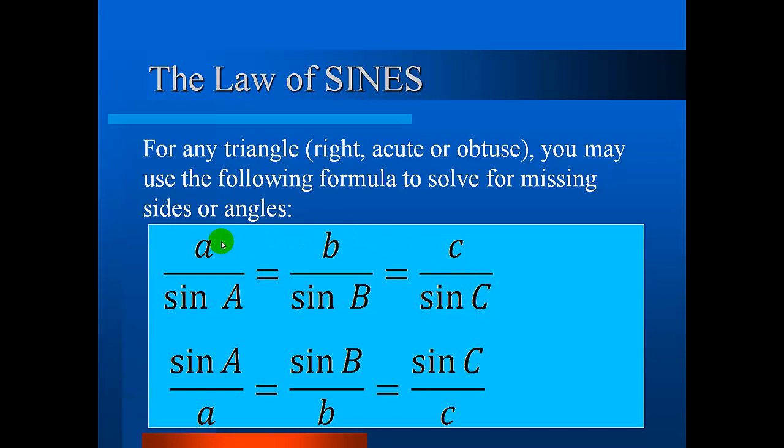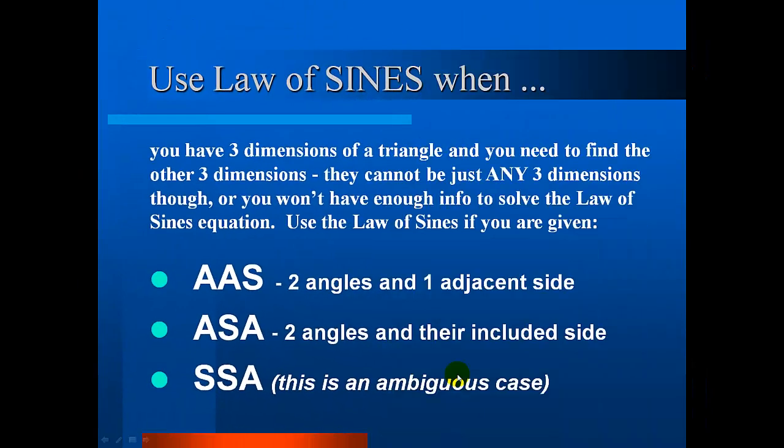Generally, if you're solving for an unknown side length, you're going to put the lengths on top. If you're going to solve for an unknown angle, you're going to put the sines on top. Now, you're going to use the law of sines in situations where you have 3 dimensions of a triangle and you need to find the other 3. But the specific situations you're going to want to use the law of sines in are the 3 that are listed here. First, angle, angle, side.